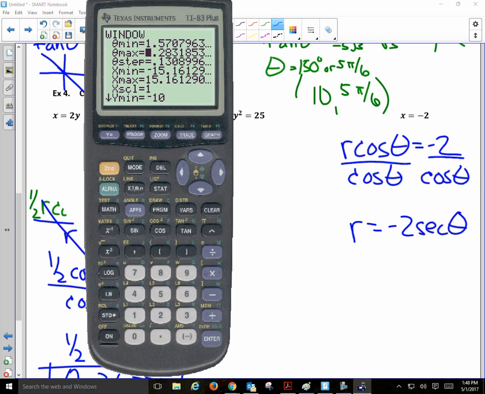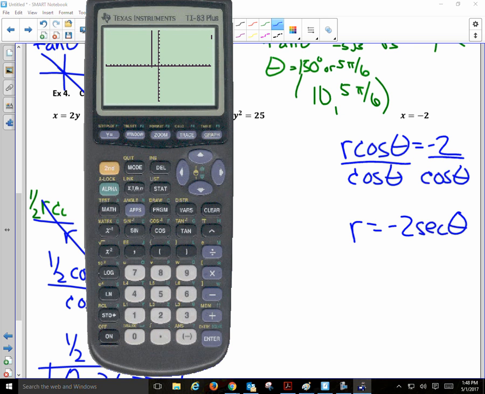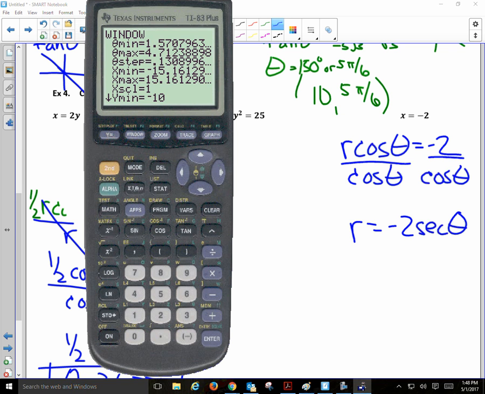What if I do this? Now it started at the top, went to the bottom, didn't it? Anyway, there are different ways to change around what kind of graph you actually get. But anyway, that's the overall idea.